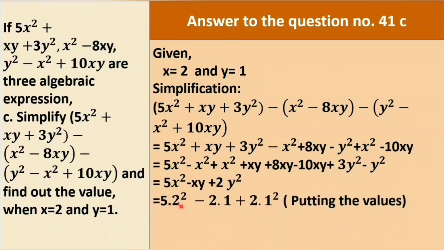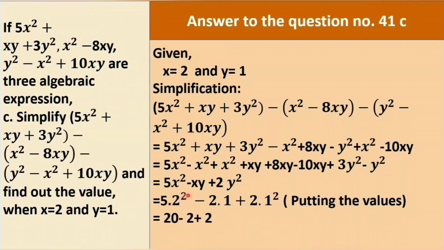If we are putting the values, we get that the value of x is 2 and y is 1. So instead of x, I have put 2. And instead of xy, I have put 2 into y. Here, instead of y square, after 2, I have written 1 square, because the value of y is 1 here. So we are just putting the values. So you will write this side note, putting the values. In the next line, we will go for calculation.